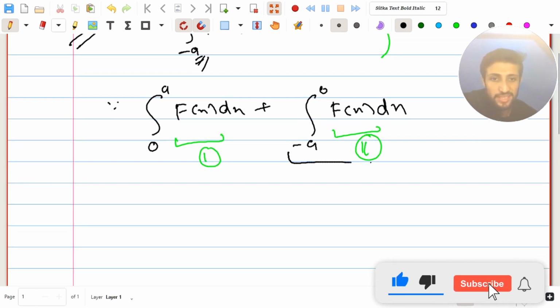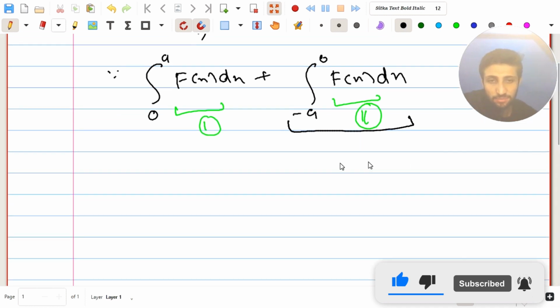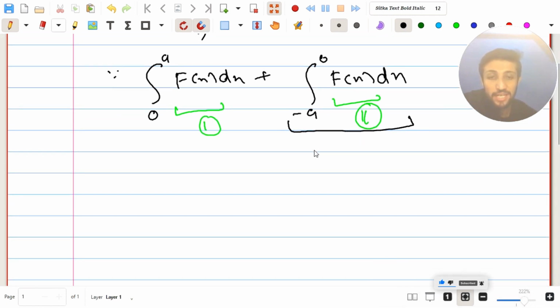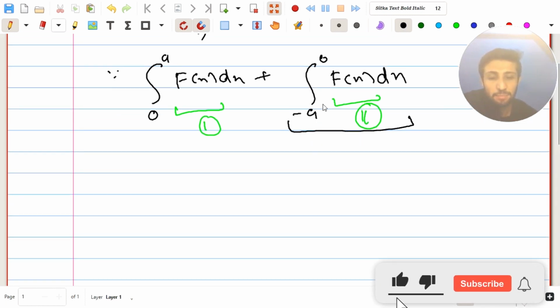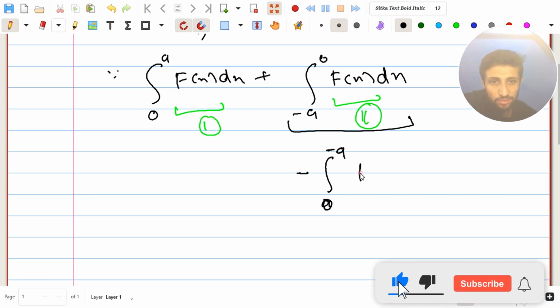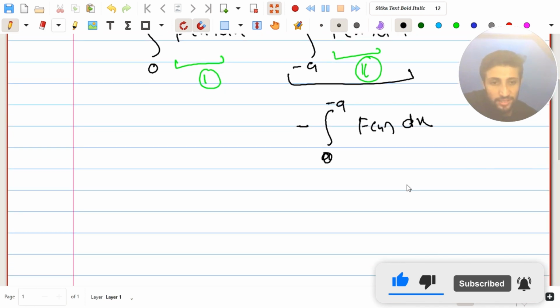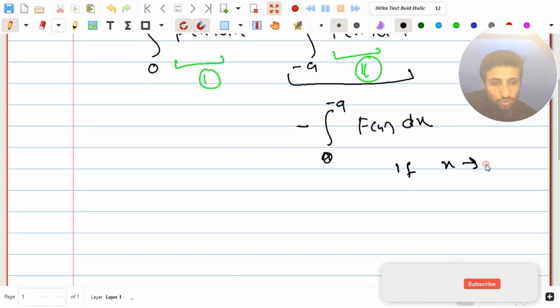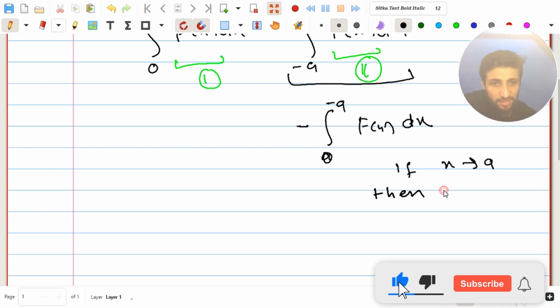For now we are just taking this integral. Let's suppose that I am just flipping the sign and changing the upper limit and lower limit. So I will add a minus sign here, and I will get the integral from 0 to minus a of f of x dx. Now as we know, if x approaches a, then minus x approaches minus a.